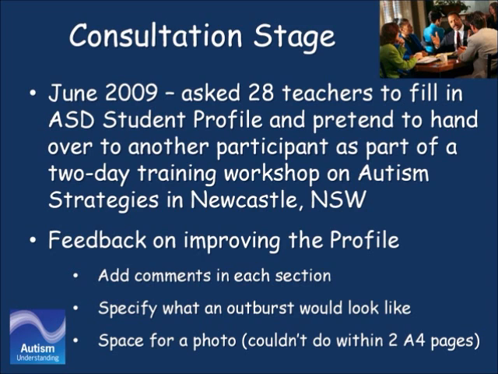So the feedback, luckily, was overwhelmingly positive. The suggestions that were made, which I thought were great, were to add comments in each of the sections, and it'll make sense in a second, and to specify what an outburst would look like. So to get more specific about the challenging behaviours, or behaviours of concern, I think is the most politically correct label at the moment. And they also suggested it'd be great to have a photo, the way that we have for anaphylaxis information or for epilepsy information. Unfortunately, I wasn't able to do that within trying to fit it all on 2 pages. But if anyone can show me how to do it, that'd be great.